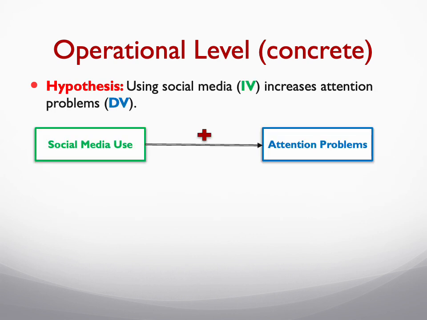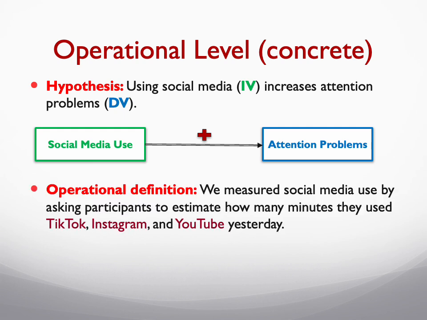Continuing with our same example here, our hypothesis that social media use might increase attention problems. A researcher might say, my operational definition in this study for social media use is that we're asking participants to estimate how many minutes they used TikTok, Instagram, and YouTube yesterday. So I'm going to say, how many minutes did you use TikTok? How many minutes did you use Instagram? And how many minutes did you use YouTube yesterday? So each of these three questions, minutes on TikTok, minutes on Instagram, minutes on YouTube, are what we call an indicator, or the items that we're using to represent social media use.